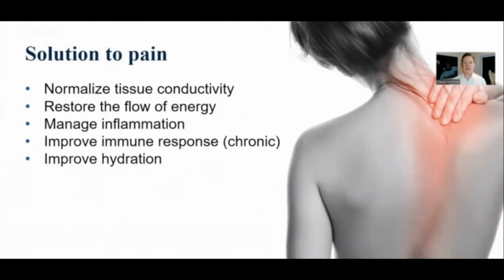We also want to manage the inflammatory process. As part of stem cell activity in the body, we need inflammation. It attracts stem cells to damaged tissue. But if someone is dealing with chronic pain, they've got too much inflammation in their body. We've got to get it under control. Again, in chronic pain, there could be a compromised immune system response.